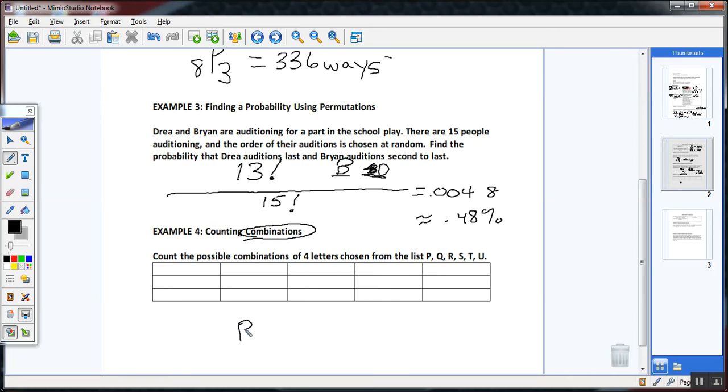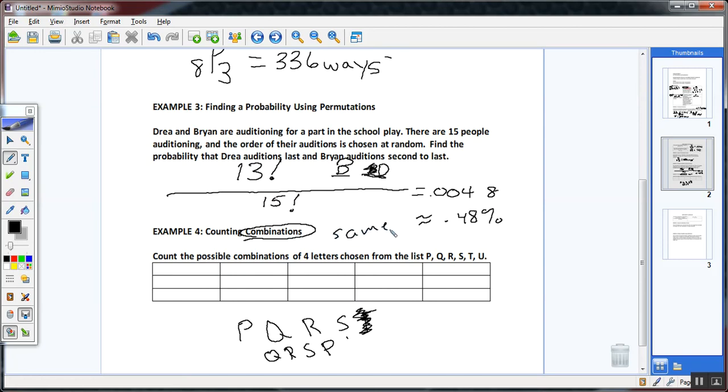What I'm going to tell you is this, guys. The following happens here. P, Q, R, S is the same as Q, R, S, P. I was only choosing 4, right? These are the same exact thing because they contain exactly the same letters. When we start talking about combinations, the way you arrange them doesn't matter. You start talking about groups. Is the group the same? So counting combinations means how many different groups can you make?